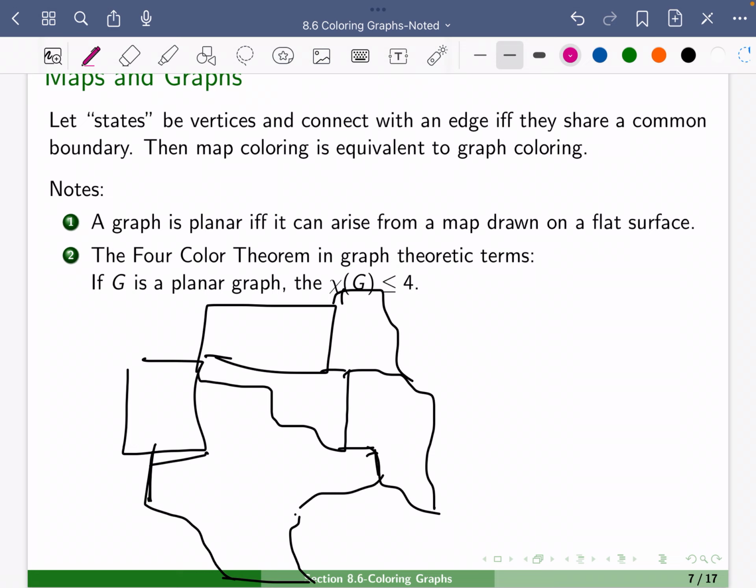We could convert these states to just points. So this is now a single point. This is now a single point. This is a single point. This is a point. This is a point. And this is a point. And then we have edges between two points if they are adjacent. And so here, if I were to draw this a little bit better.